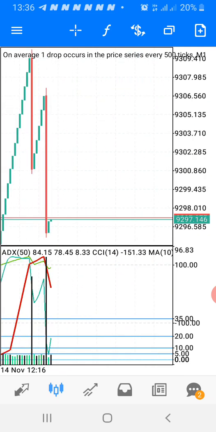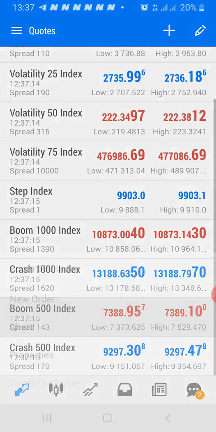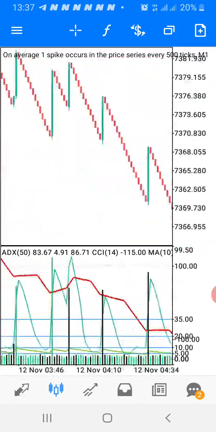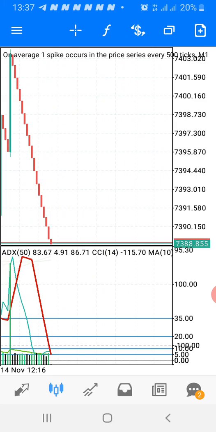It's used to sell for crash, and for boom, you use it to buy. You don't use this strategy to buy crash. You use it to sell crash and buy boom. So let's just check for boom 500. You see how this strategy works for boom 500.